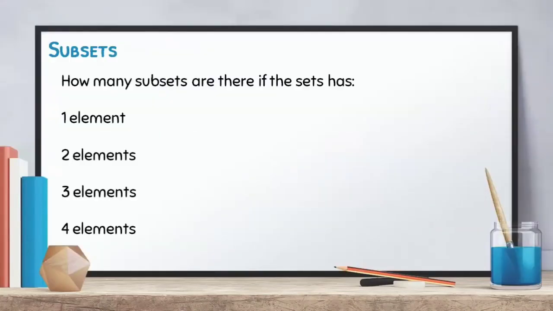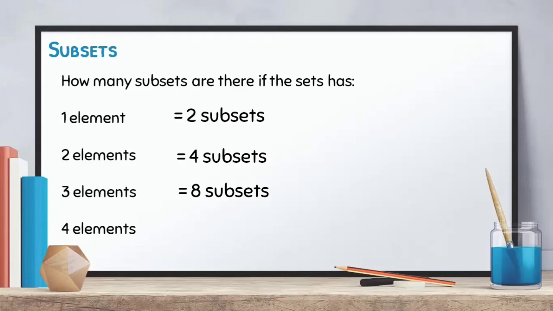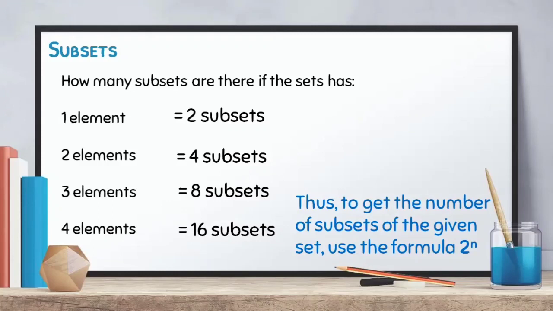Now, how many subsets are there if the set has, let's say for example, one element? Who can tell me how many subsets we can obtain if we have only one element? All right, there are 2 possible subsets. Okay, how about if we have 2 elements? Okay, 4 subsets. How about 3 elements? 8 subsets. For 4 elements, 16 subsets.